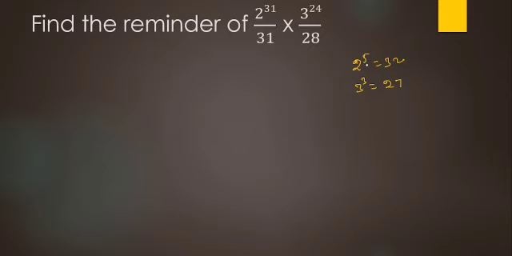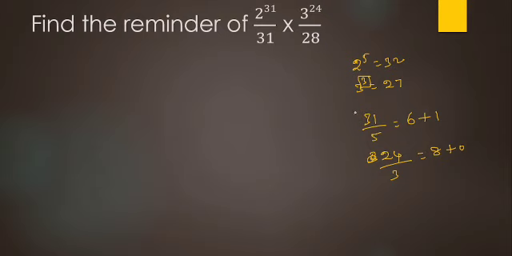So what will happen is 2 to the power of 31. 31 divided by 5, how many times does it go? It goes 6 times and the remainder is 1. Now similarly 3 to the power of 24. So 24 divided by 3 has to be written in terms of 3. So 3, it goes how many times? 8 times and the remainder is 0.